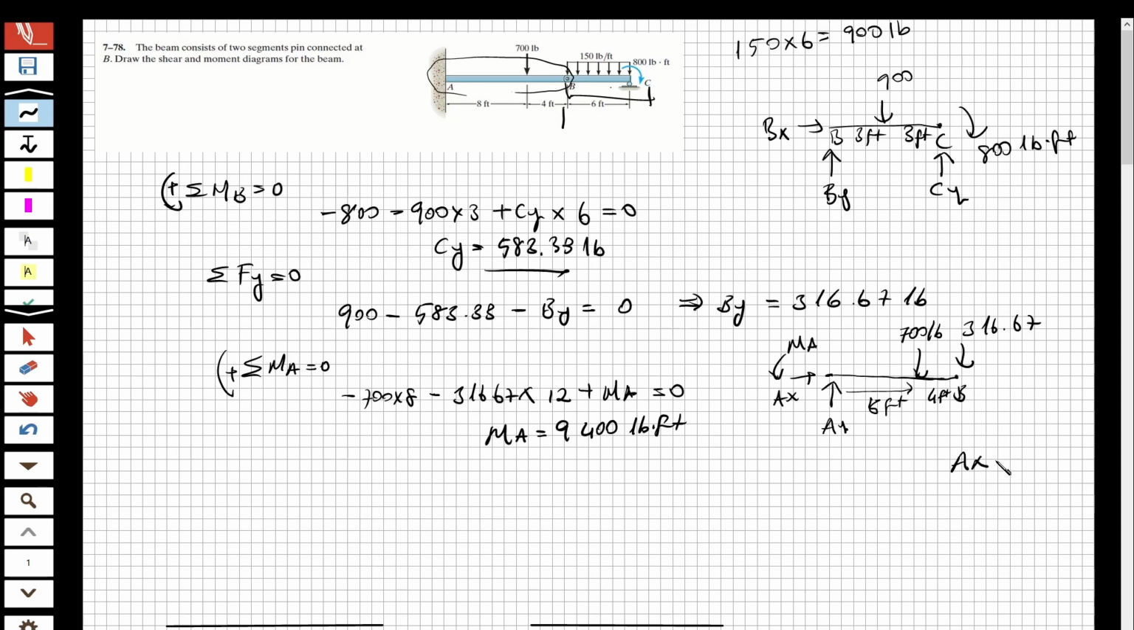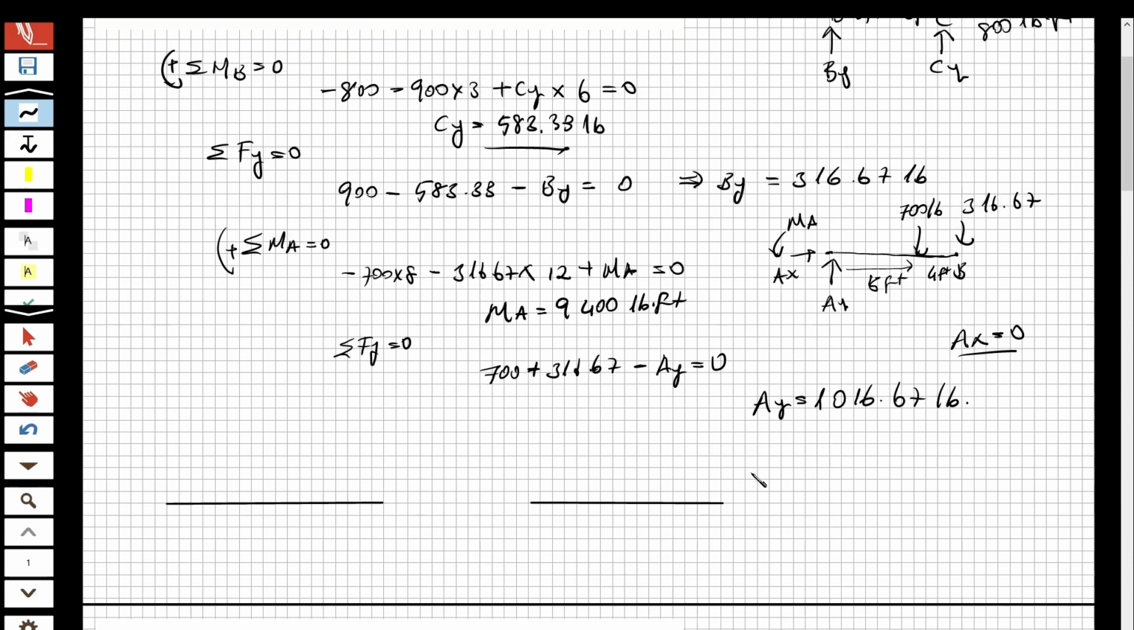Now I obtained also a moment at A, so let's determine the Ay. Ax is equal to 0 because there are no forces in the x direction. Total Fy equal to 0. And from here I'm going to obtain 700 plus 316.67 minus Ay equal to 0, and I'm going to obtain Ay as equal to 1016.67 pound. Now we obtain all the shears and also the moment at A.